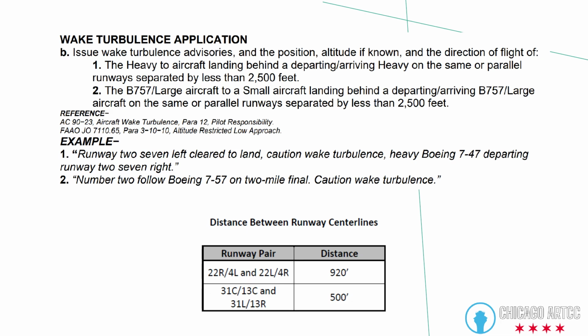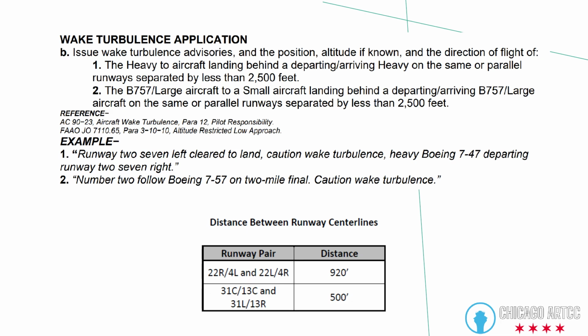Or a 757 large to a small landing behind a departing or arriving 757 or large aircraft on the same or parallel runway separated by less than 2,500 feet. This happens a lot at Midway. We've got small aircraft landing behind large, potentially 757s. Real world, Delta does fly 757s in and out of Midway.